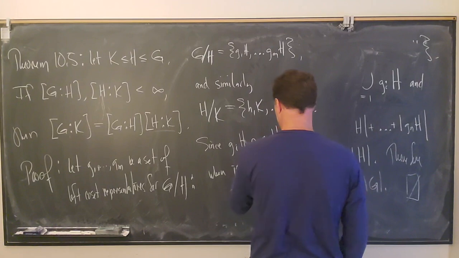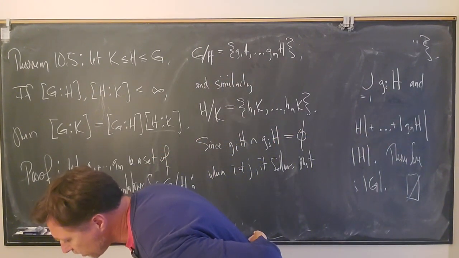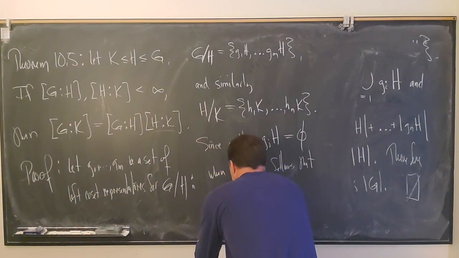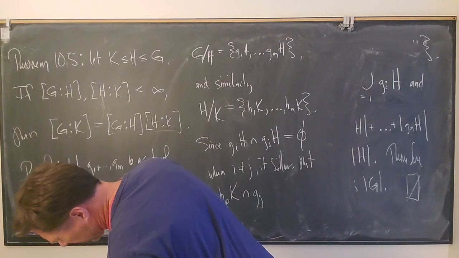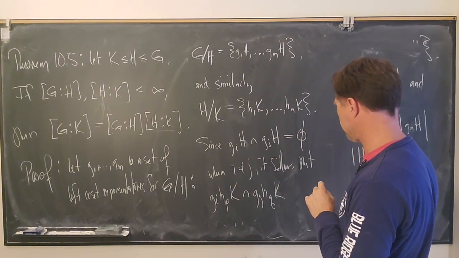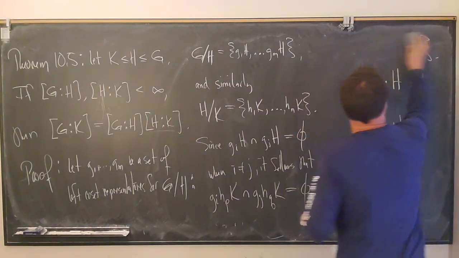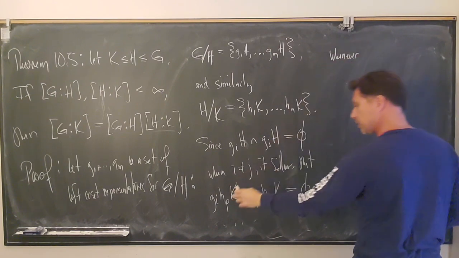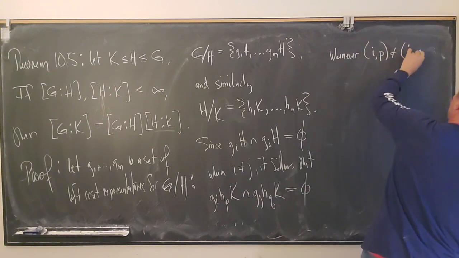It follows that, okay, so how do I want to write this? gi times hp times K intersect gj times hq times K is empty whenever the pair (i, p) is not equal to the pair (j, q). So that's kind of a mouthful here.